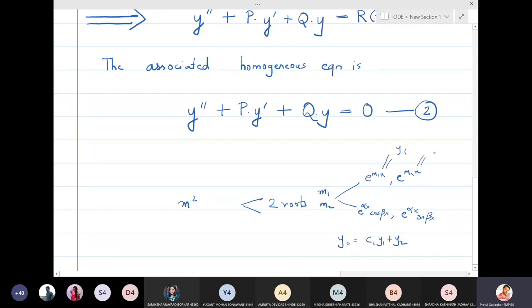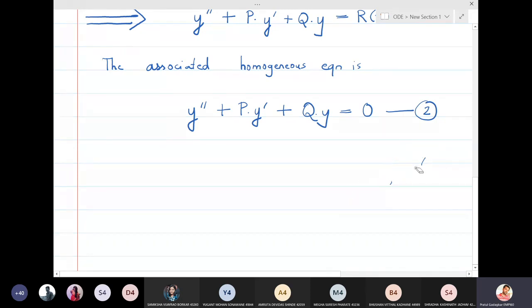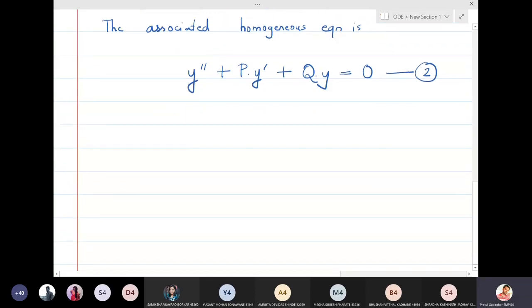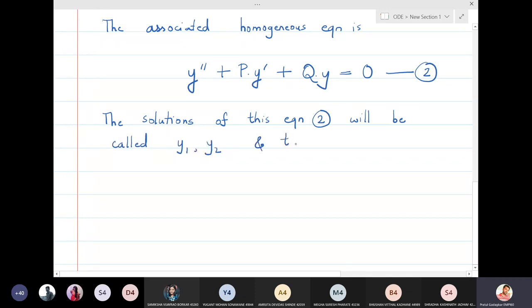And the complementary solution is a combination of these two solutions. So this I'm calling y1, this I'm calling y2. Here also this I'm calling y1 and this I'm calling y2. So this will become c1 y1 plus c2 y2. Okay, so these two solutions we are getting, we will call them y1 and y2, and those y1 and y2 are the solutions of the homogeneous differential equation. So the solutions of this equation 2 will be called y1, y2, and they are always linearly independent.